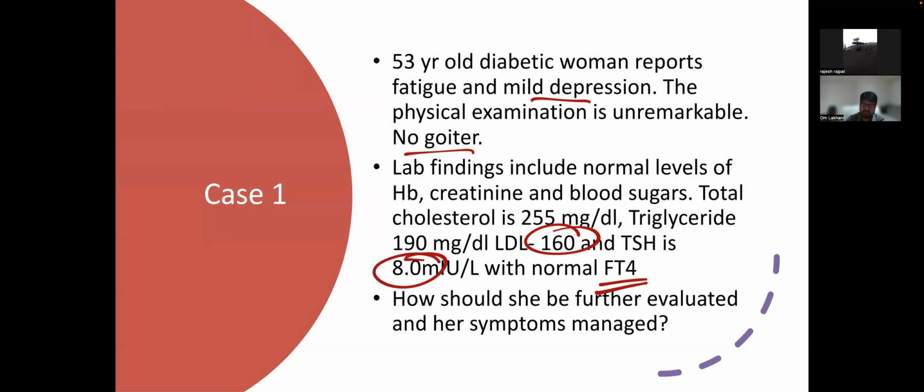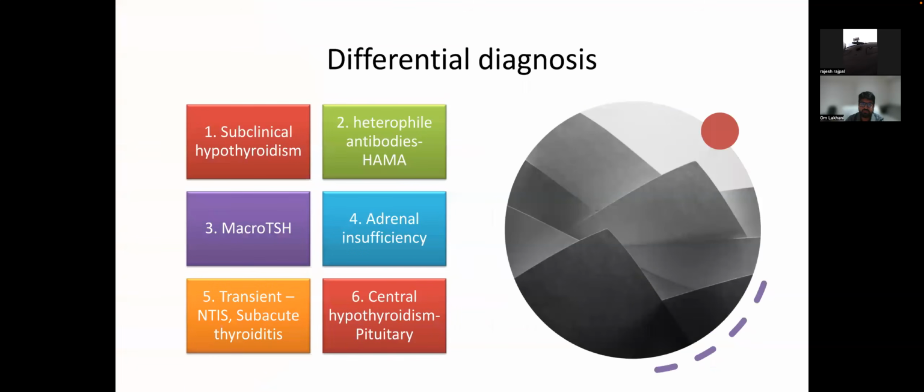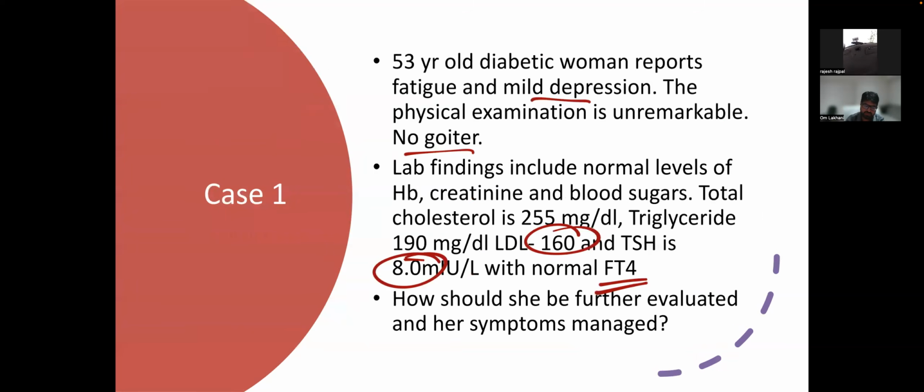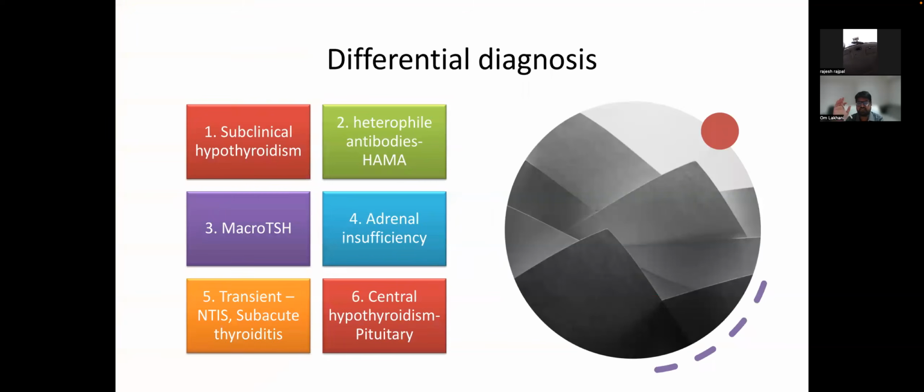So this is a typical case of subclinical hypothyroidism, right? We'll come back to this case. What could be the potential differential diagnosis? Let's say this same patient, TSH is high, T3, T4 are normal. What could be the potential differential diagnosis?